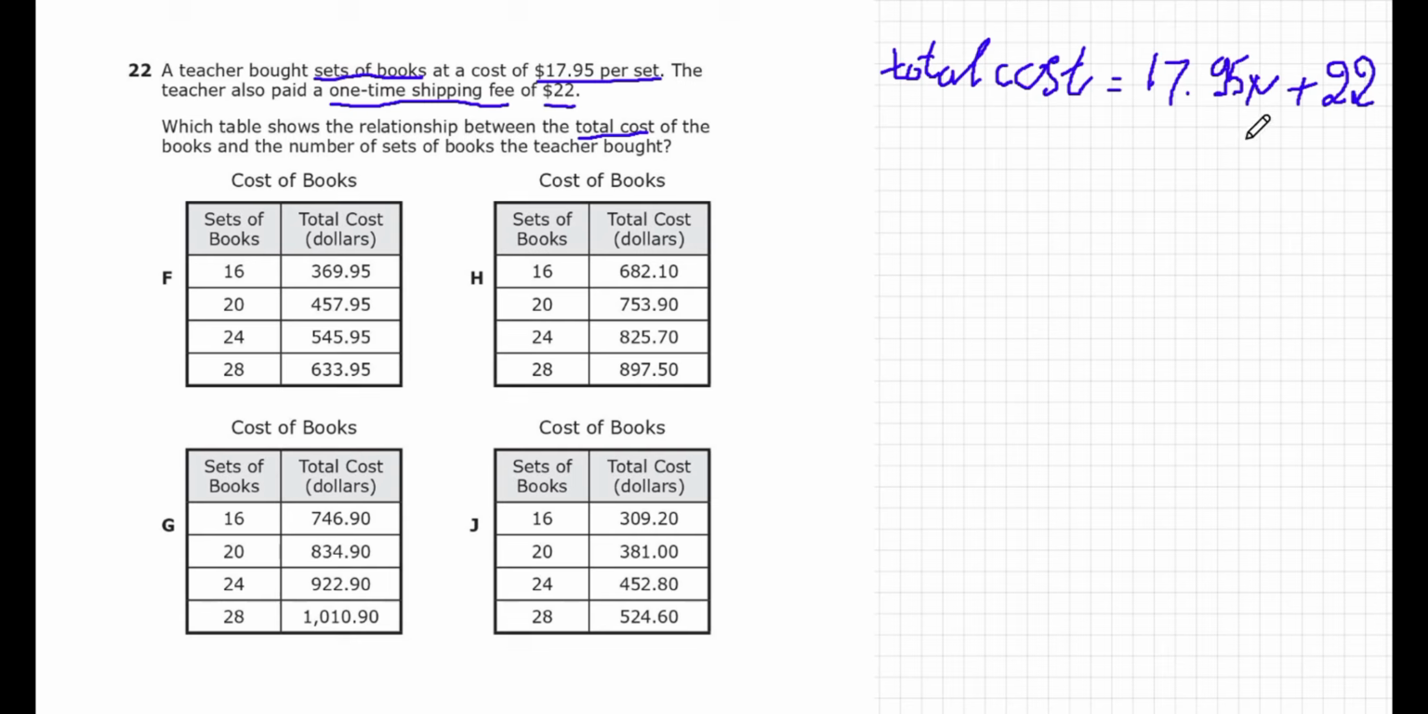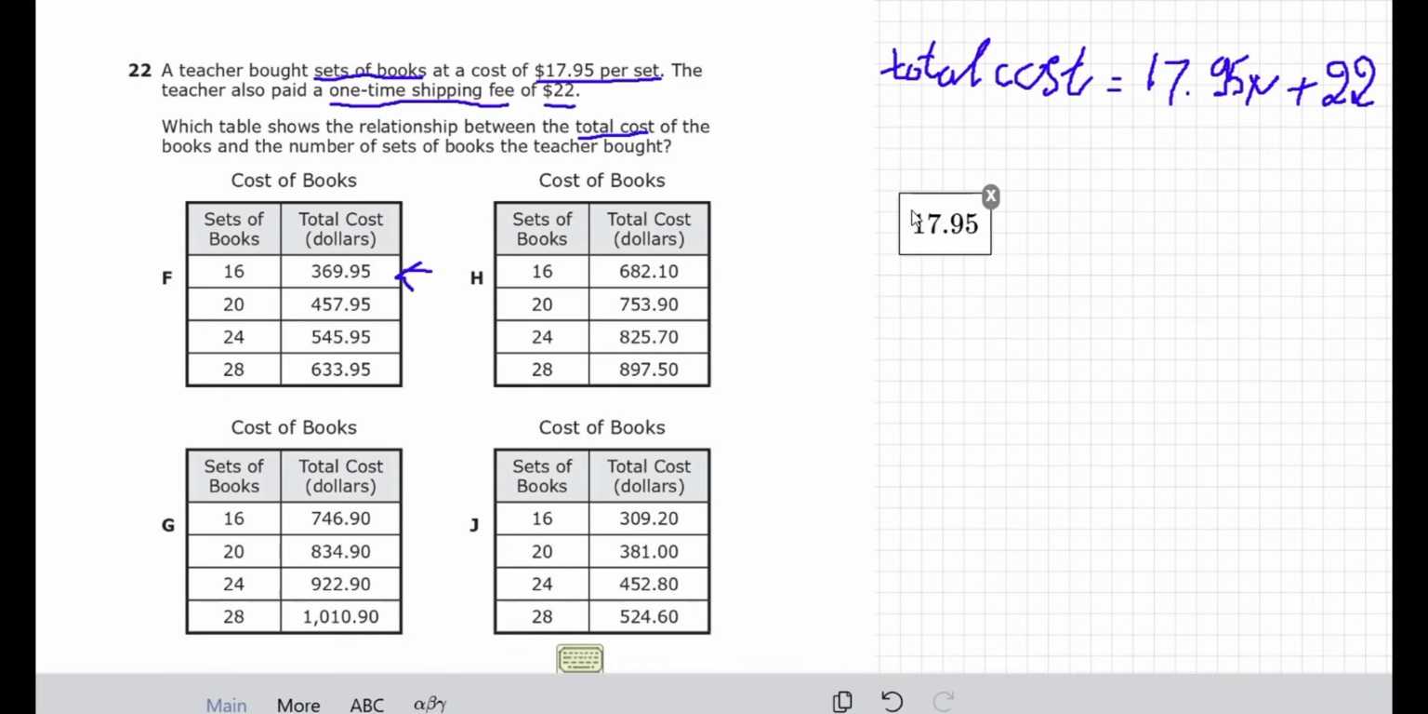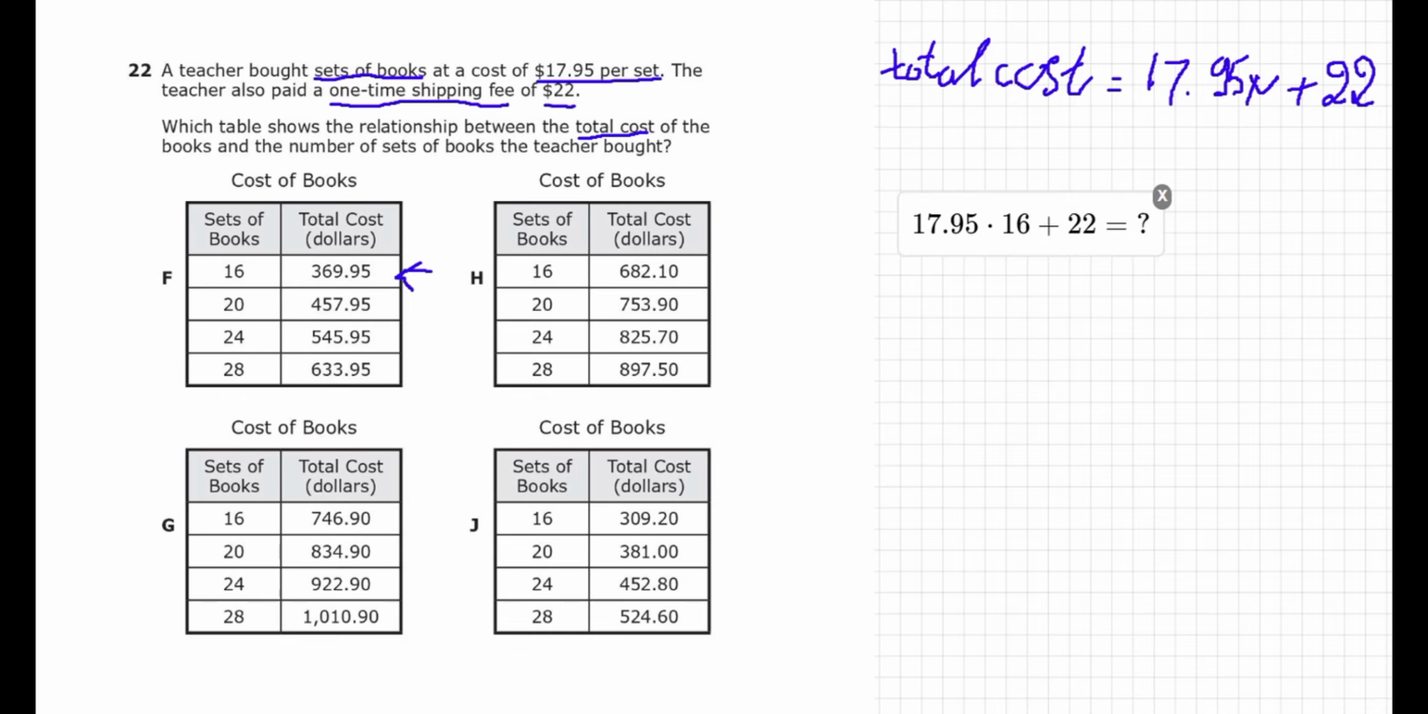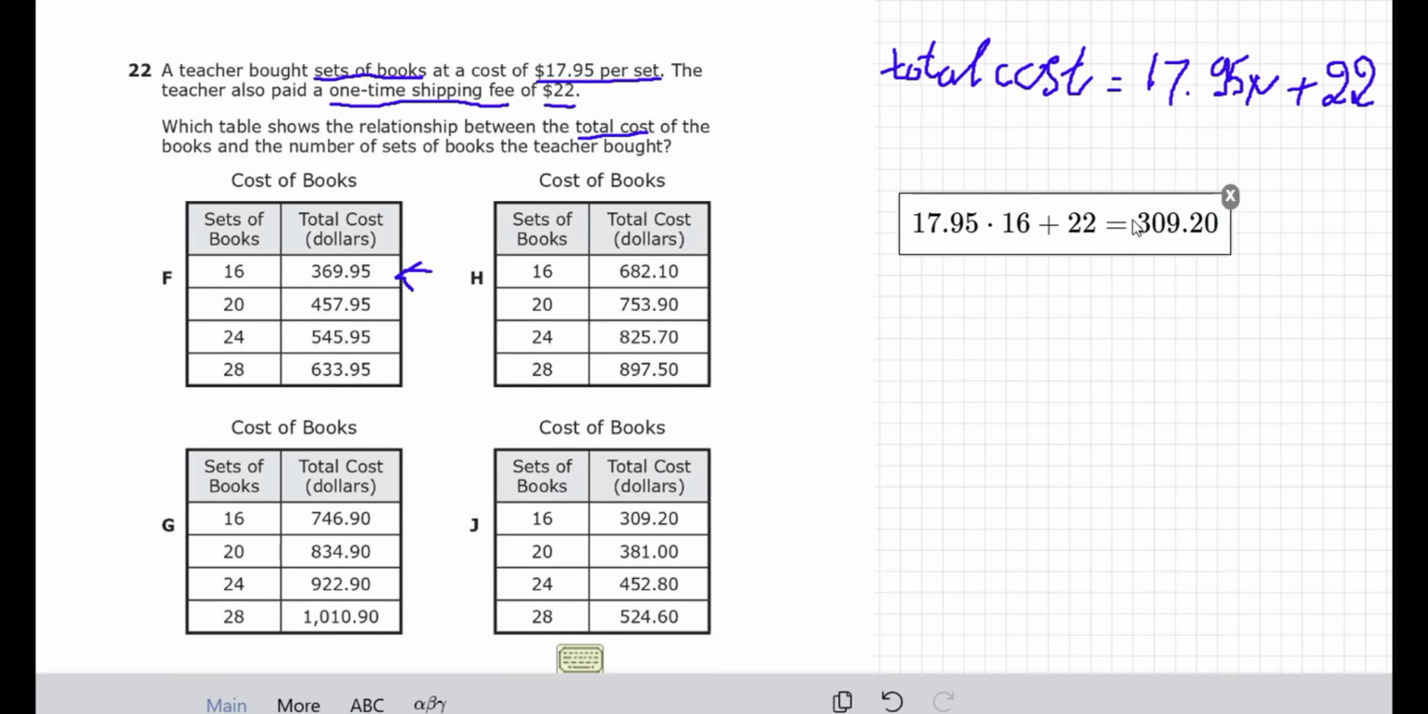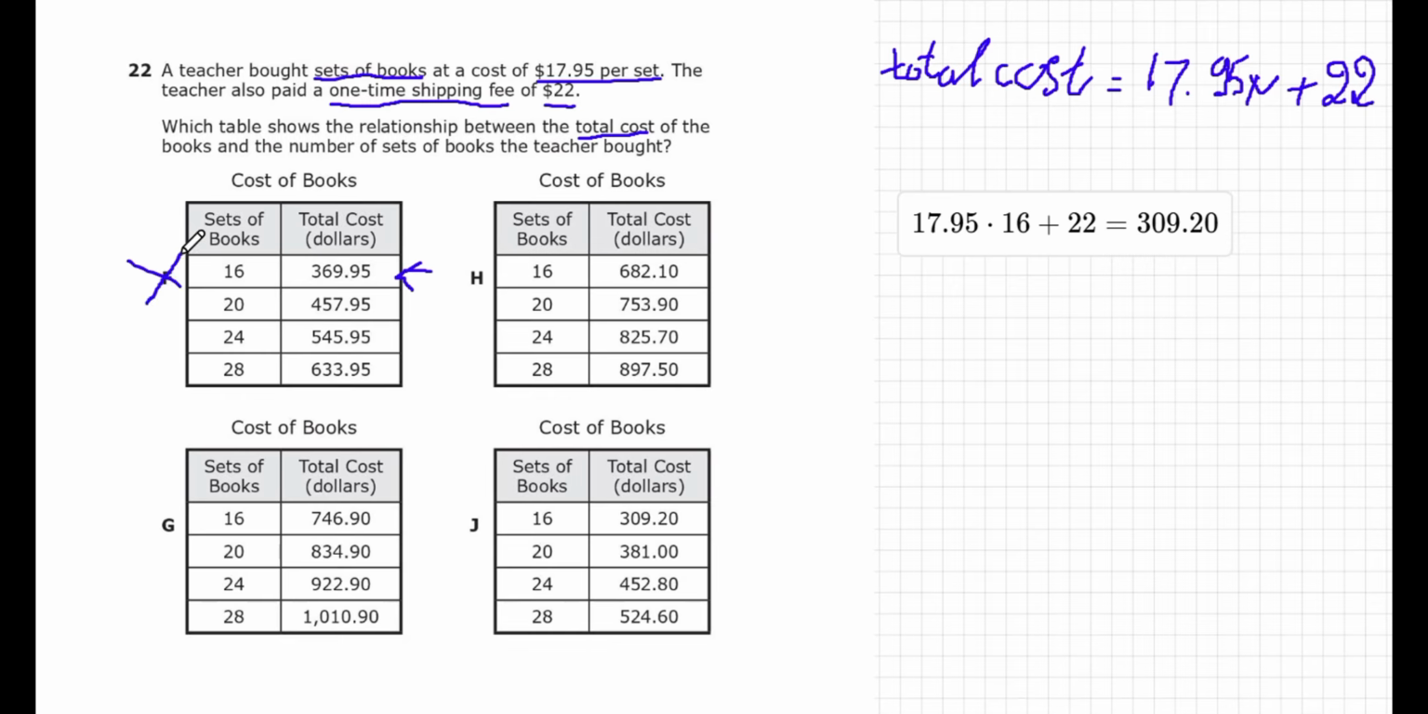Option F, X equals 16 on row 1, then total cost equals 17.95 times 16 plus 22 equals $309.20. Hence, option F is not correct. G is also incorrect. J is the correct answer.